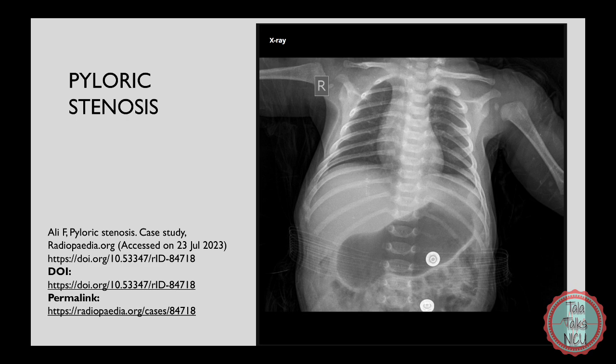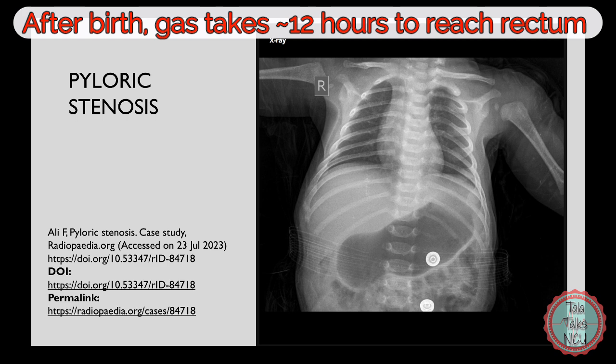Newborns swallow air from the very first cry after birth. So gas is usually seen in the small bowel by about 3 hours, and it reaches the rectum by about 12 hours. So by about 12 hours of life, you should be able to see gas throughout the abdominal X-ray.